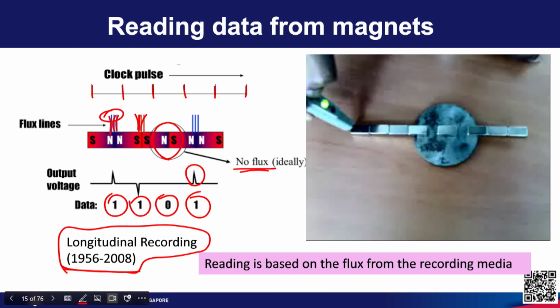So, the reading is based on the magnetic flux that comes out of the recorded bit of the recording medium. I cannot bring magnets, but I can play this video to show what happens.